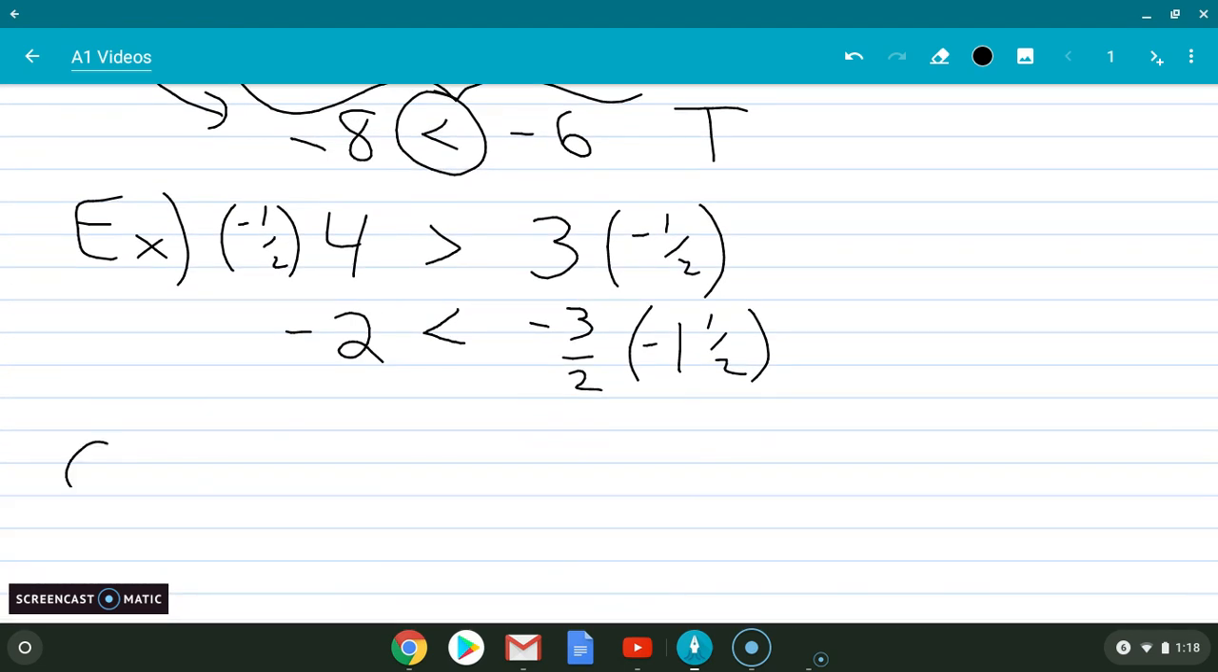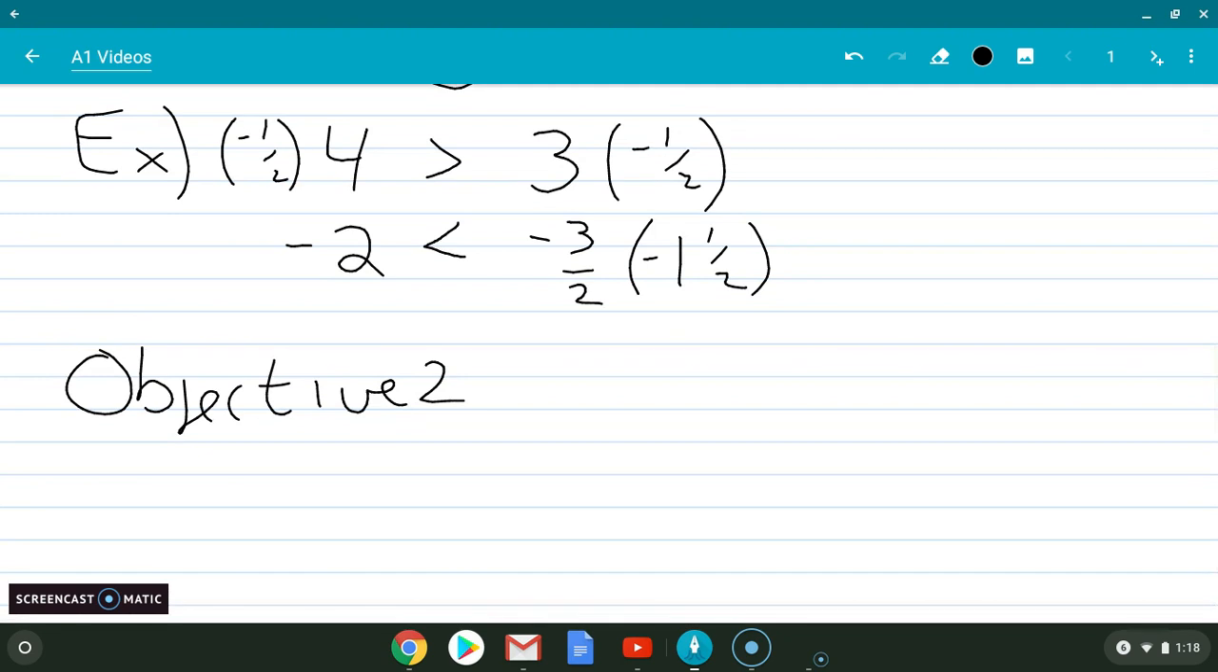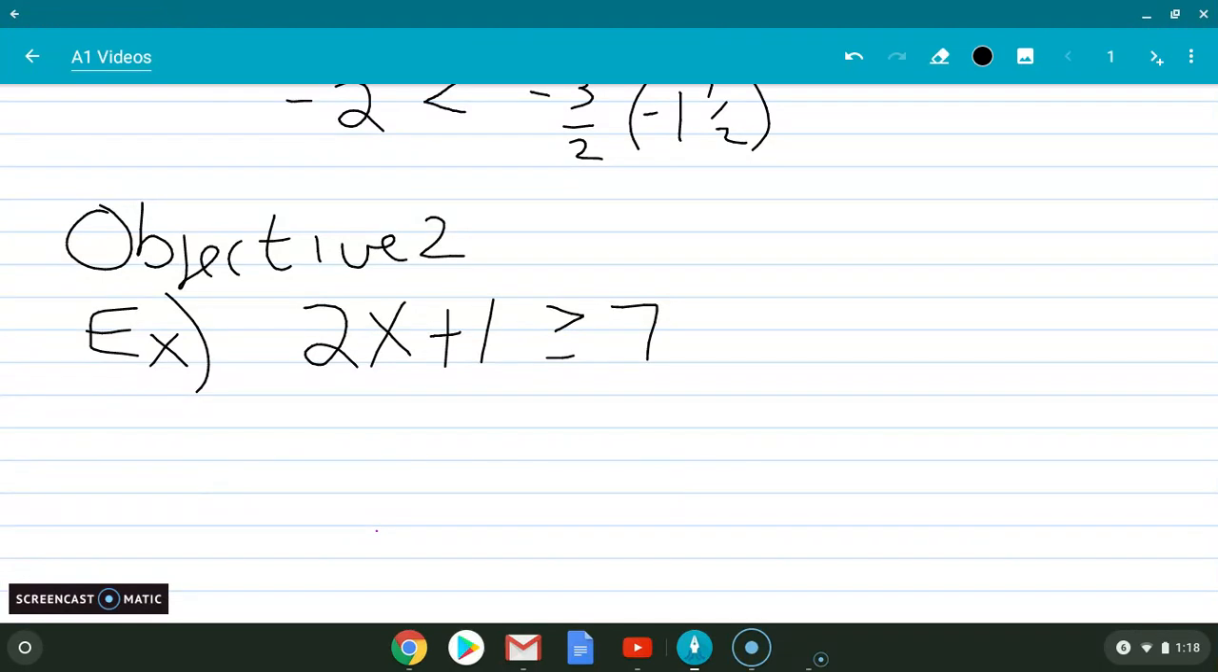Let's now move to Objective 2, solving inequalities. It's really nothing new. We're just going to apply what we knew from before this lesson to what we've just learned in this lesson. If I have an equation, 2x plus 1 is greater than or equal to 7, and I want to solve for x, I'm going to do it the same way that I did previously in previous lessons.